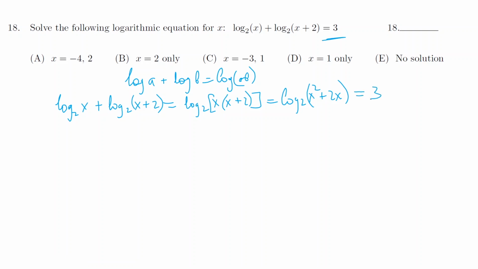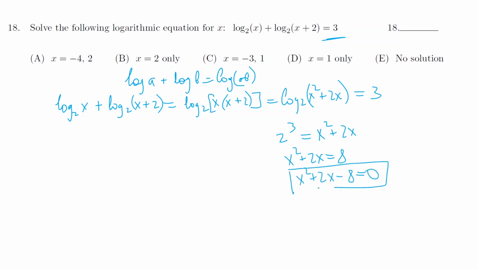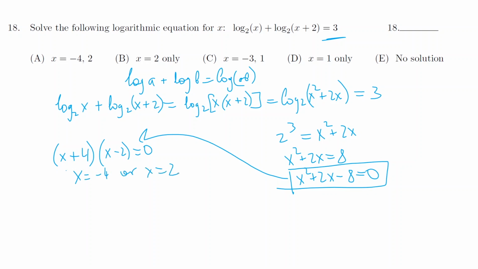Boom. So 2 to the third power then is equal to x squared plus 2x. X squared plus 2x therefore is equal to 8. And x squared plus 2x minus 8 is equal to 0. This is the equation that we have to solve. This equation can be solved very simply: x plus 4 times x minus 2. You can double check that by FOILing. So x is equal to negative 4 or x is equal to 2.